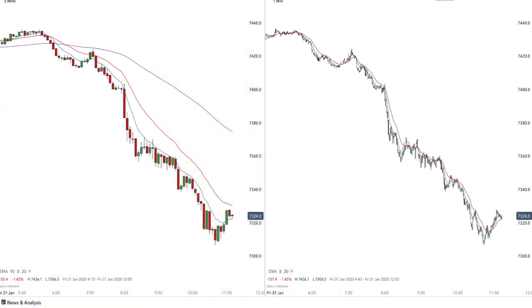This is the FTSE 100 index, and on the left hand side of the chart we've got the 5-minute chart, and on the right hand side we've got the 1-minute chart, and I've given you a picture here of the same sort of time frame. So this is from about 5 o'clock this morning through to where we are now at just after 11.